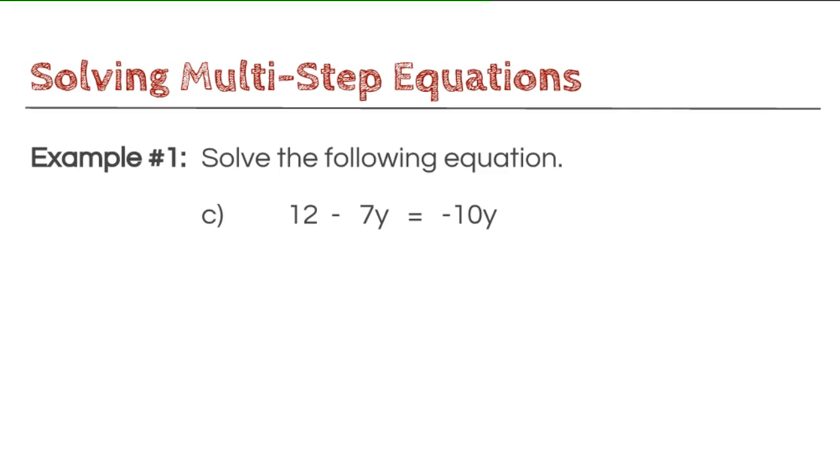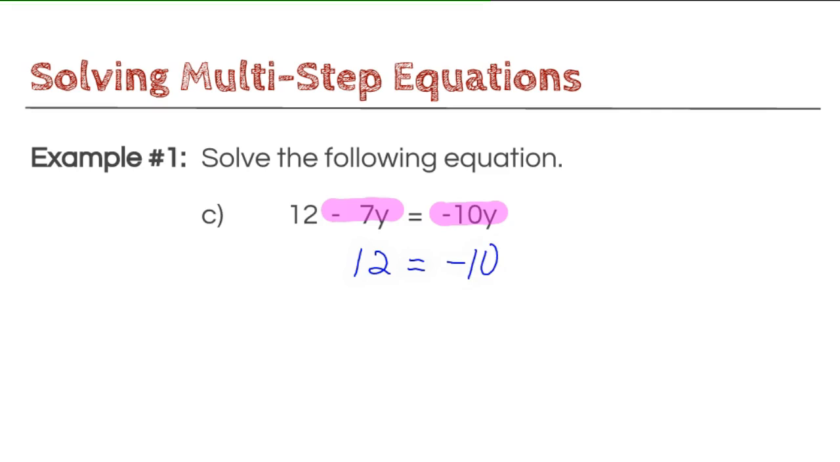So I see that I have a negative 7y and I have a negative 10y. In order for me to combine those effectively, they need to be on the same side of my equation, same side of the equal sign. And so it just makes sense for me to want to keep the 12 where it is and not have to move it anywhere else. There is no other constant term. I'm going to leave my negative 12 on the left-hand side.